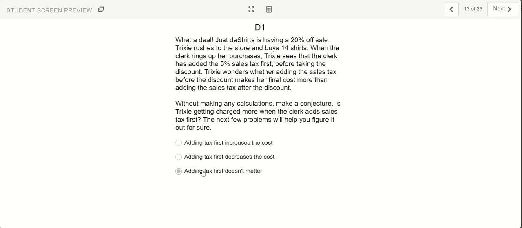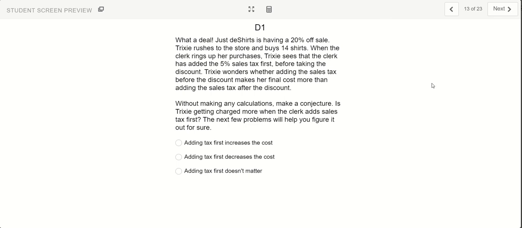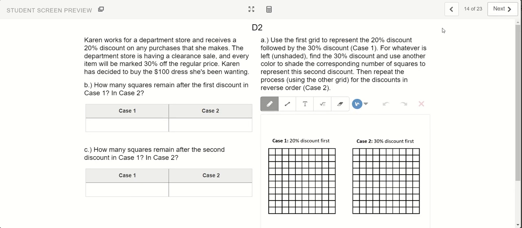Or does it matter adding the tax or adding the discount? Does it not matter? Does that not affect the price? So go ahead and pick one of these options and make a prediction. Do you think adding the tax first is going to affect the total cost? So go ahead and make your predictions here. After you made a prediction, let's go ahead and check it.